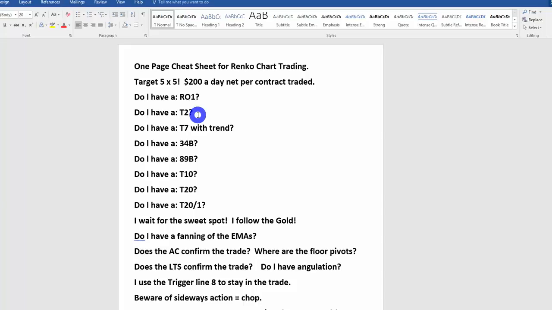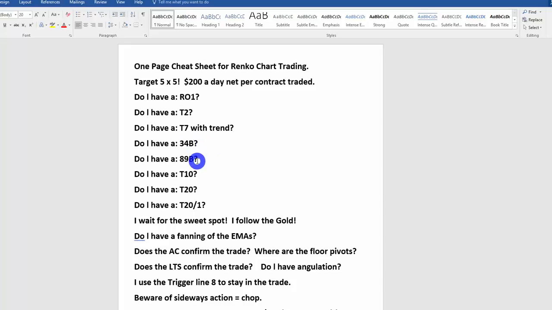So rule of one, T2, T7. As a reminder, the T7 is a double top or double bottom with trend. Of course you'll have your double tops and double bottoms as counter trend trades, but this is with trend, and it's a great trade when you have a double top or double bottom in the direction of a trend. If it's a bounce off the 89 of a 200, we call those bet the farm trades. They're a very high probability trade.